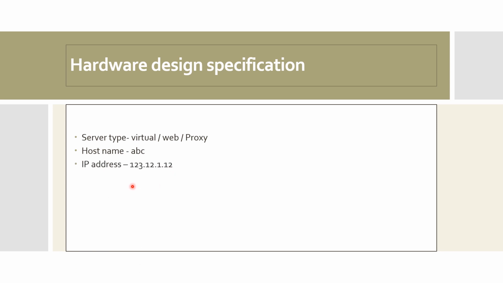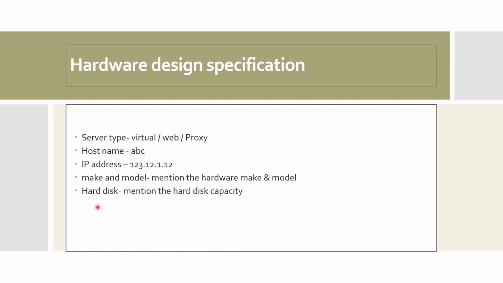So next is IP address. Here we need to mention the IP address, that is called Internet Protocol address. Actually it is used to connect the server with the respective client PC. So next is make and model. Here we need to mention the hardware make and model of the system. Next is hard disk. Here we need to mention the hard disk capacity, such as the minimum capacity should be like 250 GB or above as per the requirement.